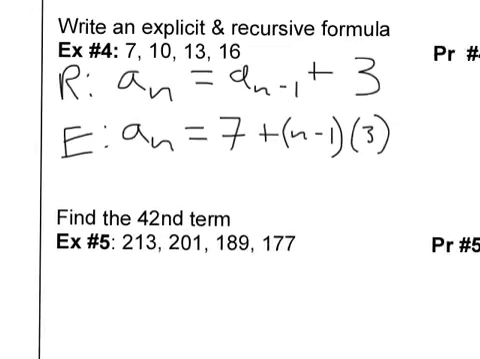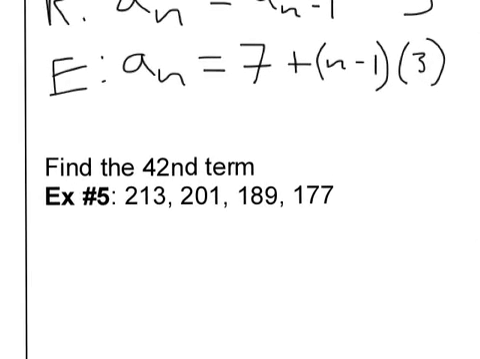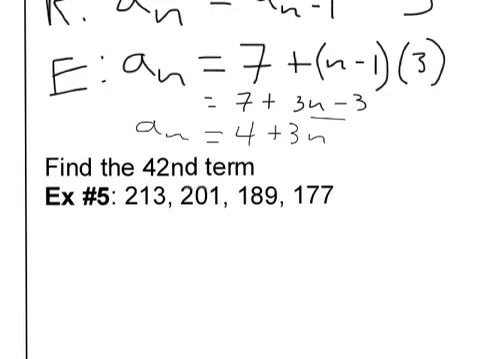And this one we can actually work out a little bit, so let's try it. 3 times n is 3n, and 3 times negative 1 is negative 3, so we really have 7 plus 3n minus 3, and 7 minus 3 is 4, so really we could simplify this down to just 4 plus 3n. And now that's a lot easier to work with.